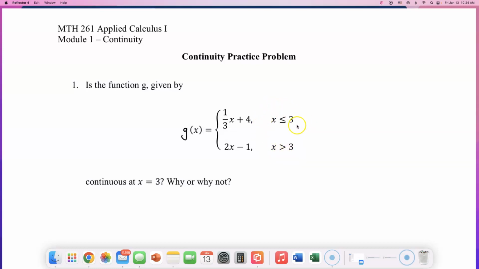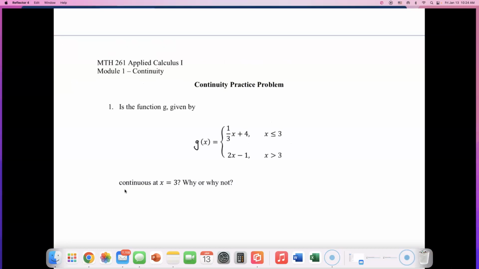To the left of 3, and at 3, we are using 1/3 x plus 4. And to the right side of 3, numbers like 4, 5, 6, 7, numbers bigger than 3, we're going to use 2x minus 1. So two different pieces, do they meet at x equals 3? That's what we are asking. So we're going to use the definition of continuity to answer this question. So it's three parts, remember?